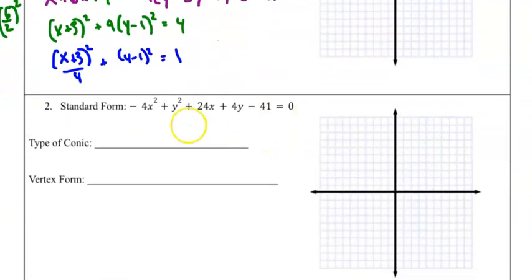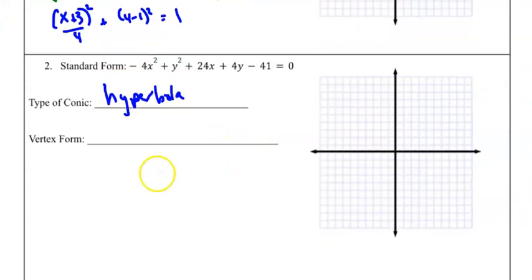Okay, let's do another one. This time, x and y are both squared, but one of them is negative. Therefore, this is going to be a hyperbola. I do the same process of completing the square. This time I have a coefficient in front of x squared that I have to cancel out. So that negative 4 has to come out of the negative 4 and out of the 24.